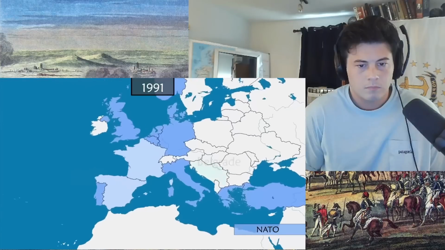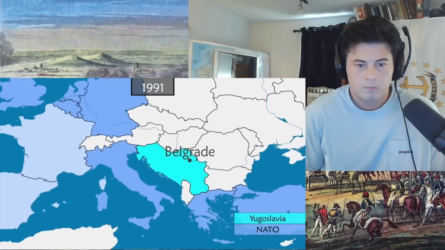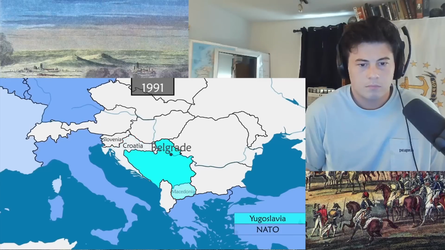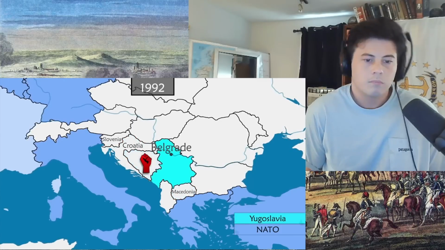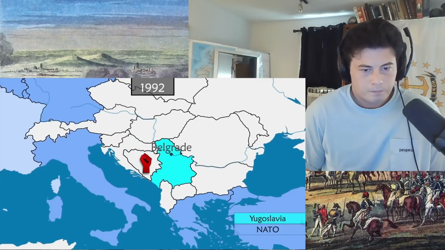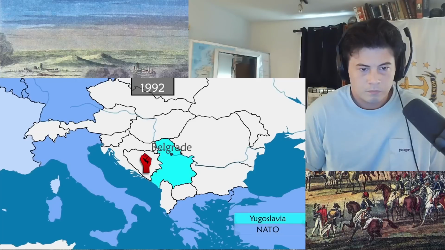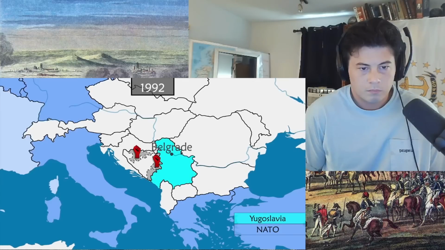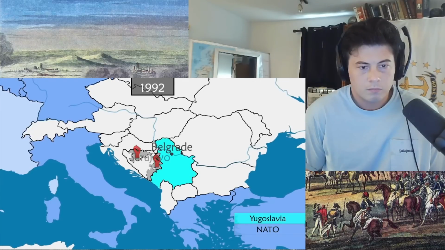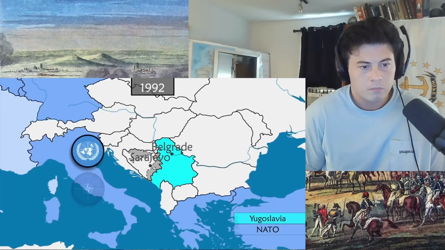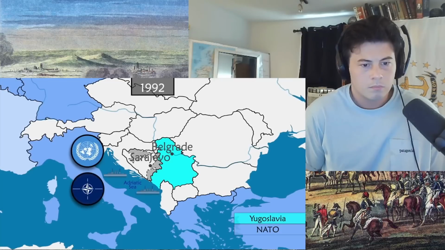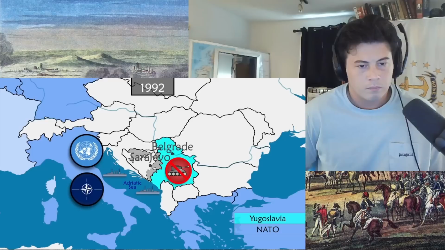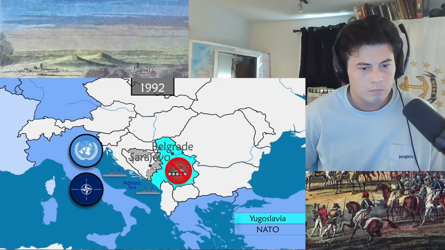In the Balkans, Yugoslavia is weakened by independence movements. After Slovenia, Croatia, and Macedonia, Bosnia-Herzegovina proclaims its independence. But the new country is populated by a large Serbian minority that proclaims its own independence and begins a siege of Sarajevo. The UN then asks NATO to patrol the Adriatic Sea to enforce an arms embargo against Yugoslavia, which is supporting the Bosnian Serb minority.